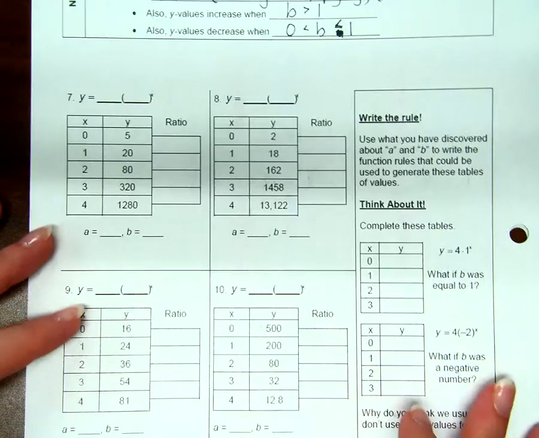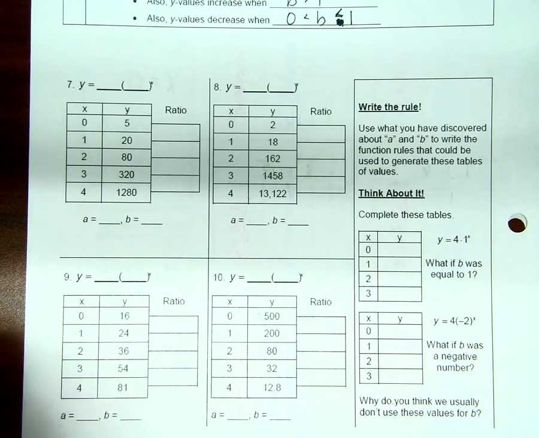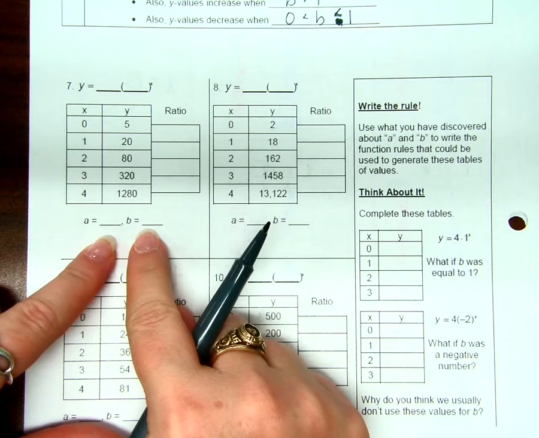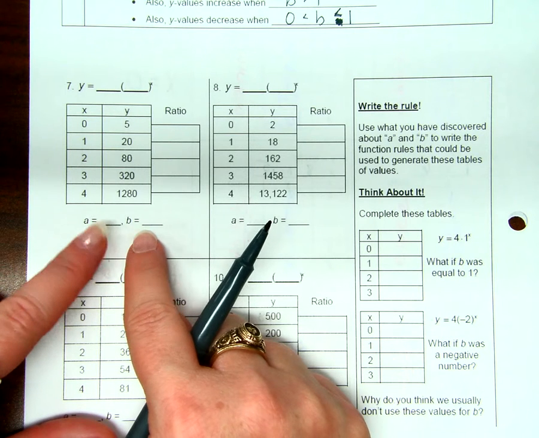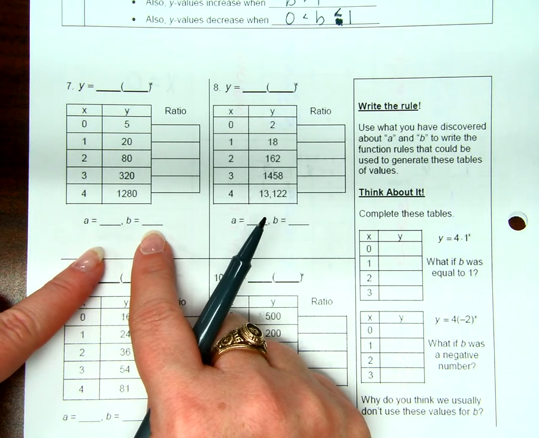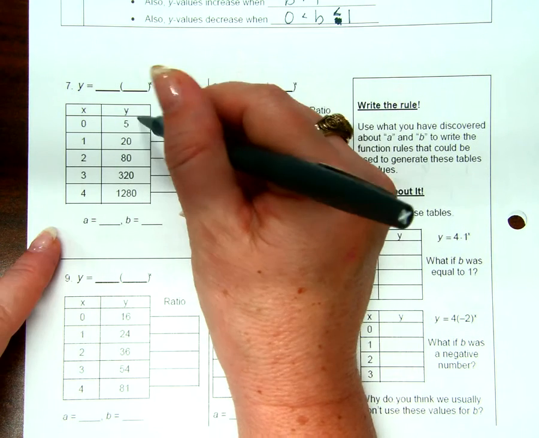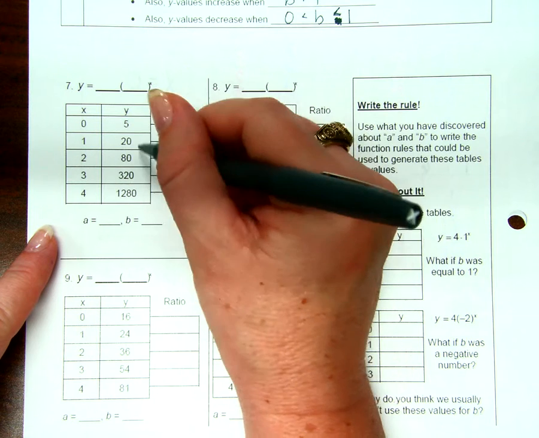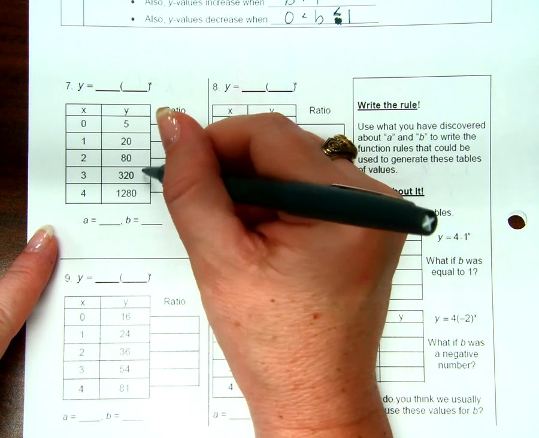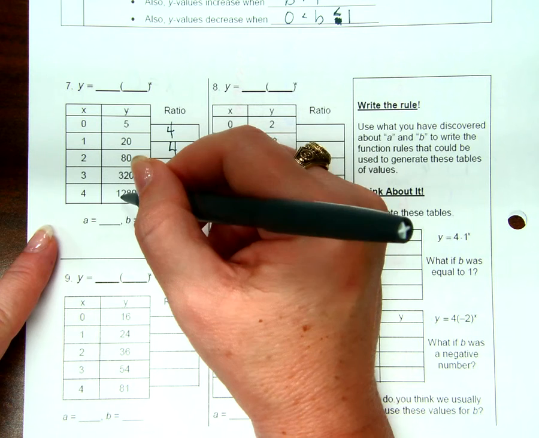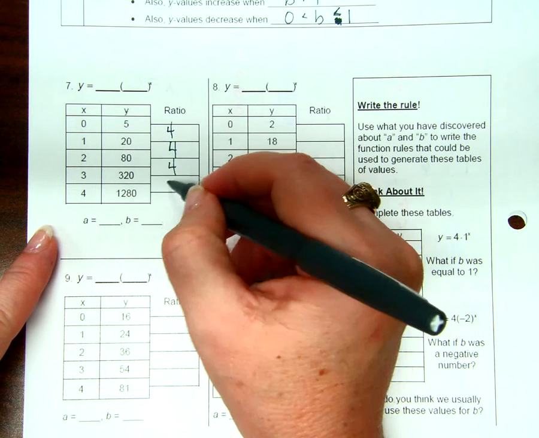That's gross. Okay, let's look at number 7. Can you go backwards? If I give you the table, can you tell me a and b, tell me the ratio, and tell me the equation? Well, hold on. Let's start down here. Can you tell me a and or b? b is 4. How do you know b is 4? Because that's the ratio. Because we said 20 divided by 5 is 4. 80 divided by 20 is 4. 320 divided by 80 is 4. 1280 divided by 320 is 4.